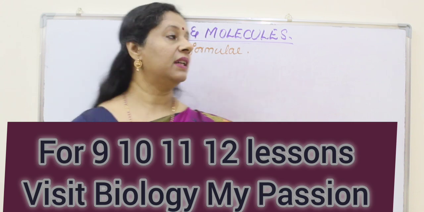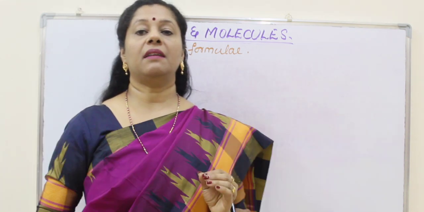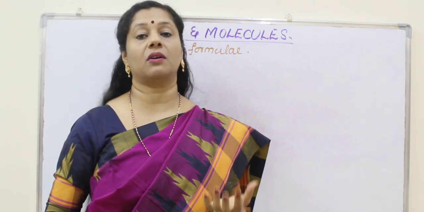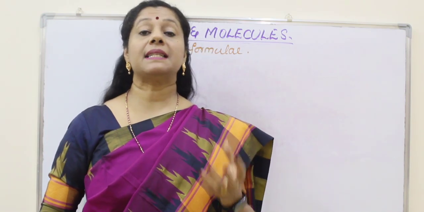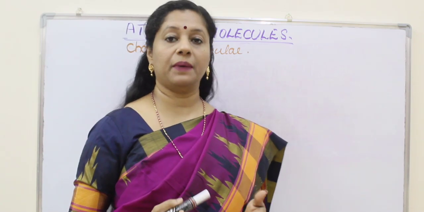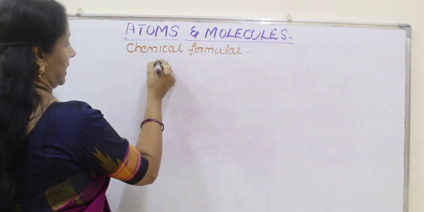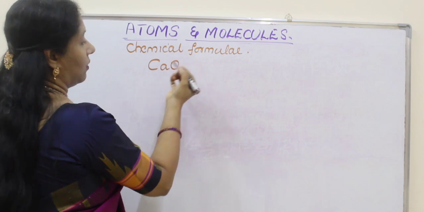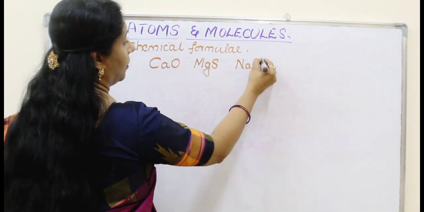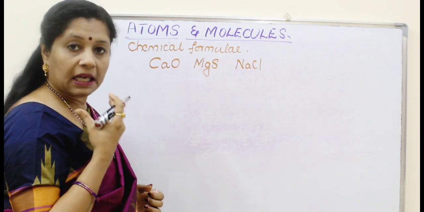Today let's talk about chemical formulae. A chemical formula is the representation of the compounds or molecules of compounds using the symbols of the elements present in it. For example, in the previous video we learned about calcium oxide, magnesium sulfide, and sodium chloride. So these are called chemical formulae.